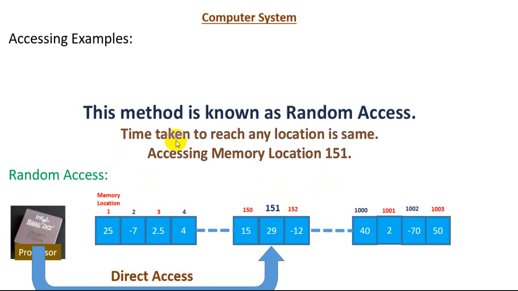And here, time taken to reach any location is the same. For example, if the processor wants to go to 151, it will directly go there. If it wants to go to 1003, it will directly go there.